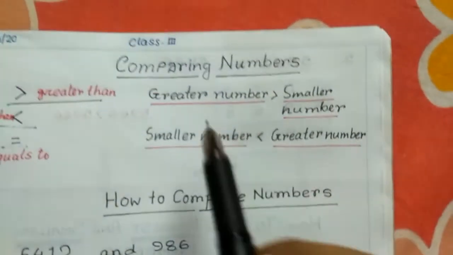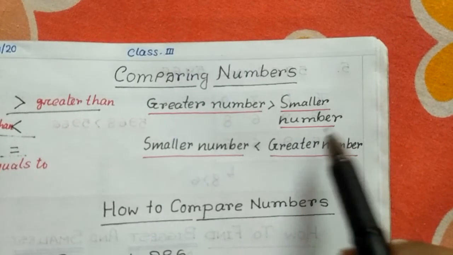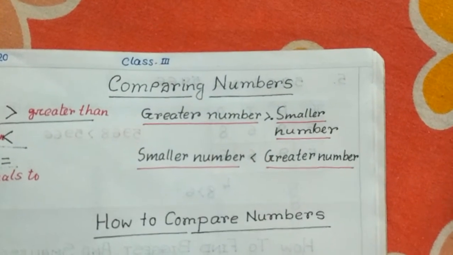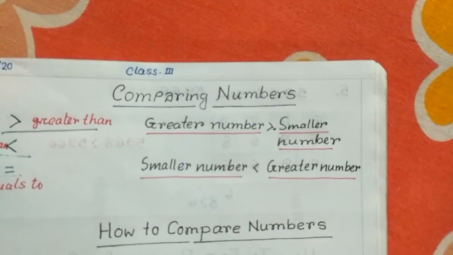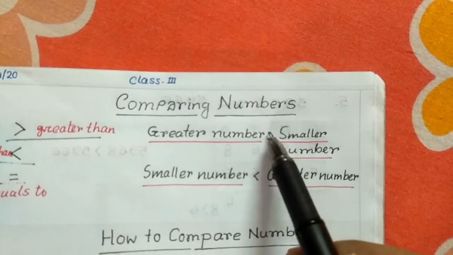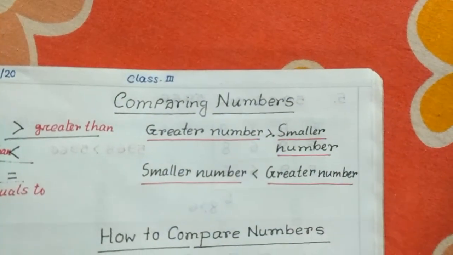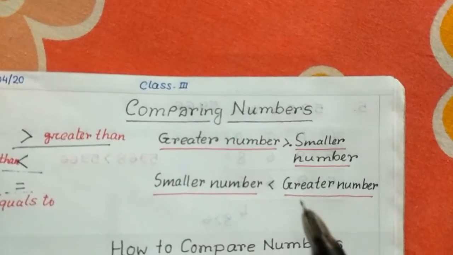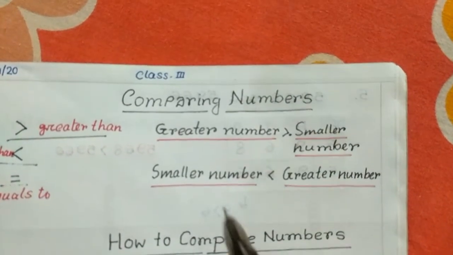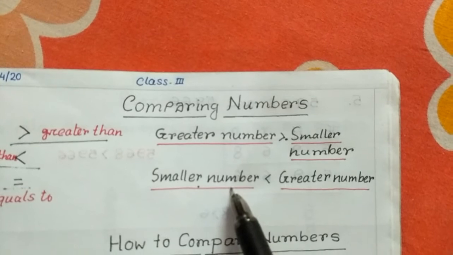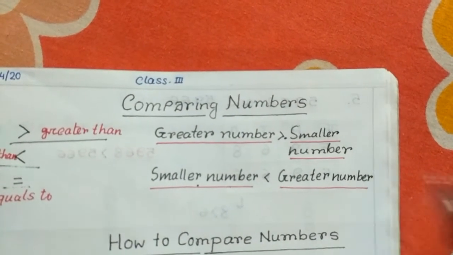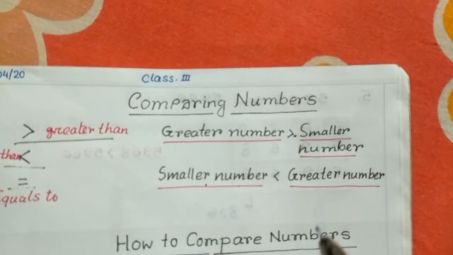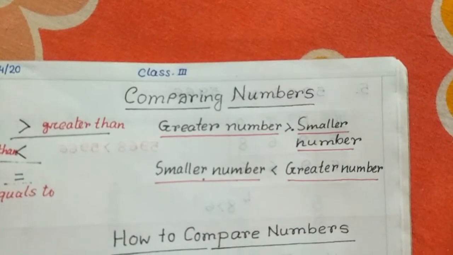First one is greater number and smaller number. The sharp edge will be placed just before the smaller number and the open space will be placed after the greater number, and the same thing but in opposite way, where we use less than sign. Here smaller number will be placed first, then the greater number, and equals to means when two numbers are equal. Now we will find out how to compare the numbers.